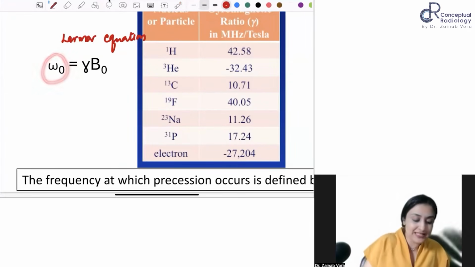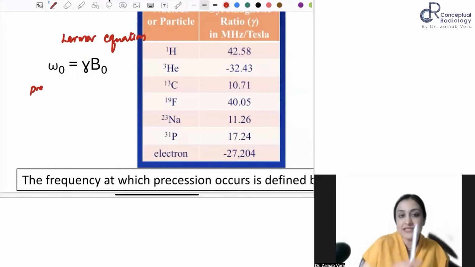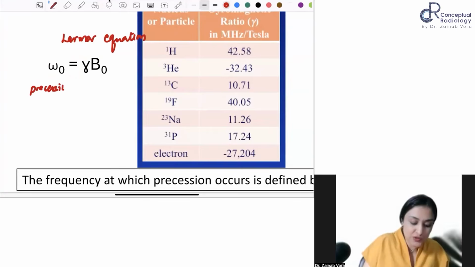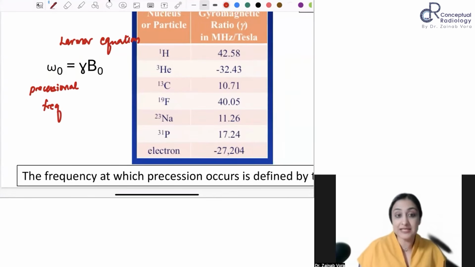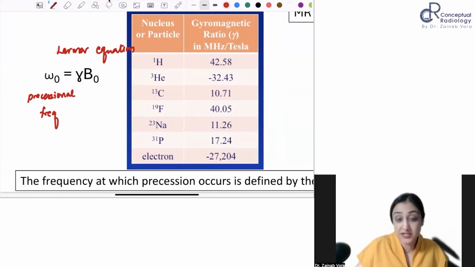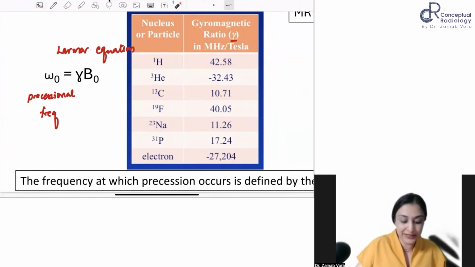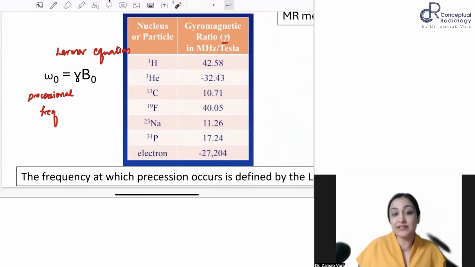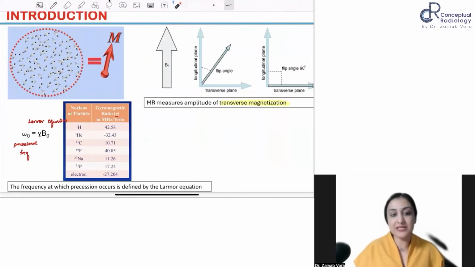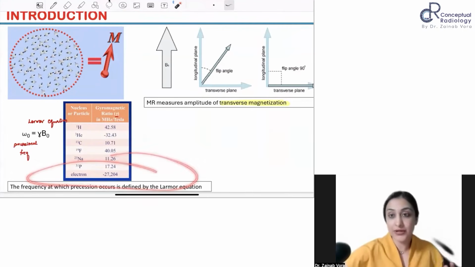So ये जो omega 0 है, that is, किस frequency से हो रहा है. So that is the precession. Okay, so इसको बोलते हैं precession. So this is the precessional frequency, which depends on one constant, which depends on what is the material. So proton को assume करते हुए, that is 42. So that is the gyromagnetic ratio, which depends just on the magnetic field, right? So this depends on the magnetic field, which is B0. So precessional frequency is dependent on the gyromagnetic ratio and B0. So the frequency at which precession occurs is called as the Larmor's equation.